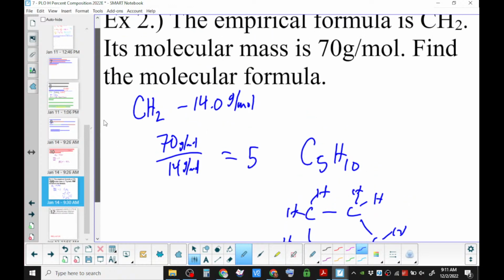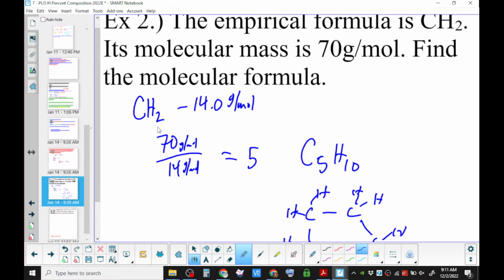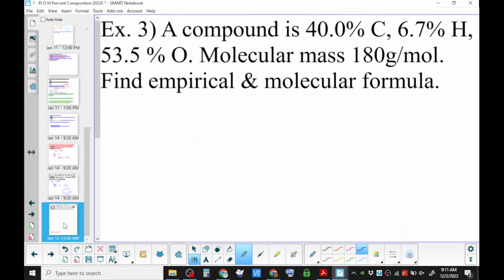And so if we just measure the percent composition, we're going to get CH2. That's not the real formula. We're going to need this process to get that one. So to use all our skills, you start at the beginning and you say, okay, a compound is 40% carbon, 6.7% hydrogen, and 53.5% oxygen. Its molecular mass is 180 grams per mole. Find both the empirical and molecular formula.